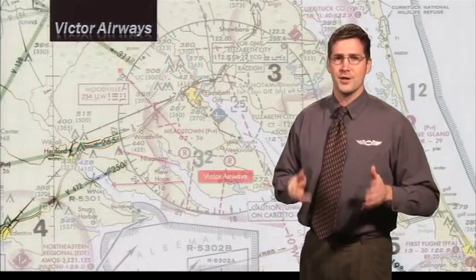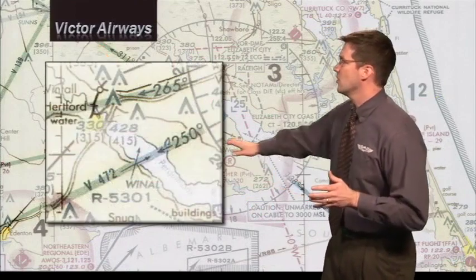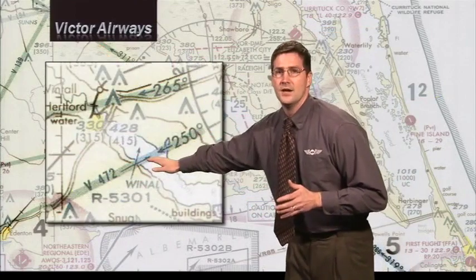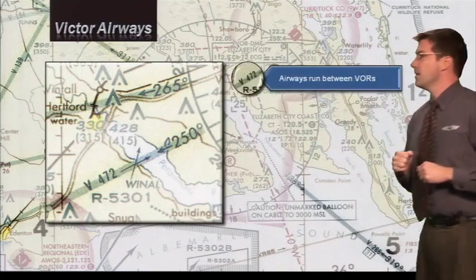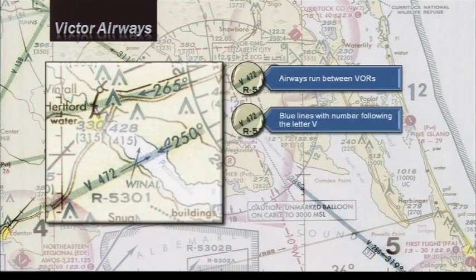Now let's talk about Victor Airways. There are established Victor Airways, and you can see a close-up of a Victor Airway right here. Victor Airways always run between VORs. These are identified on sectional charts by blue lines with the airway number following the letter V.